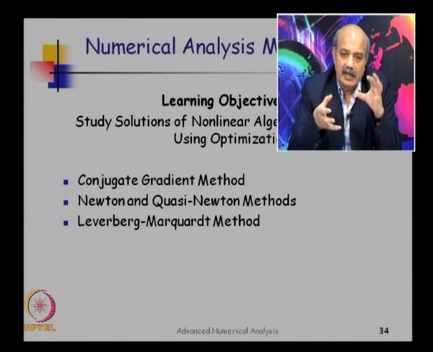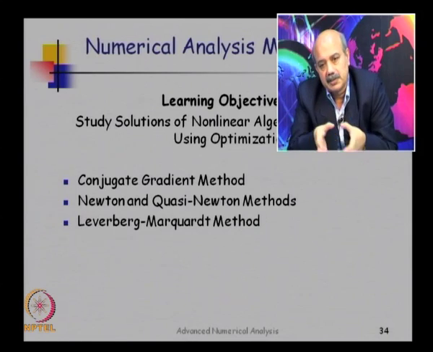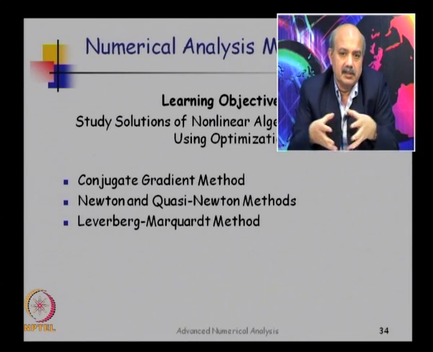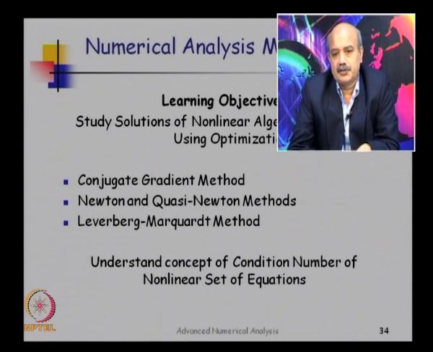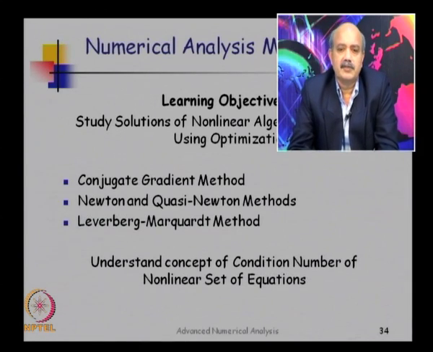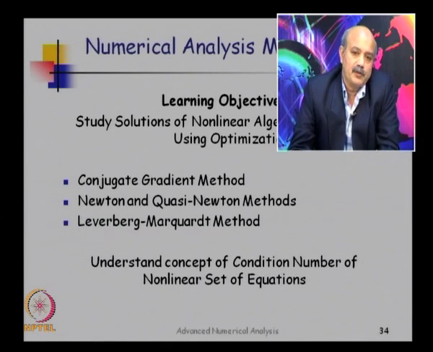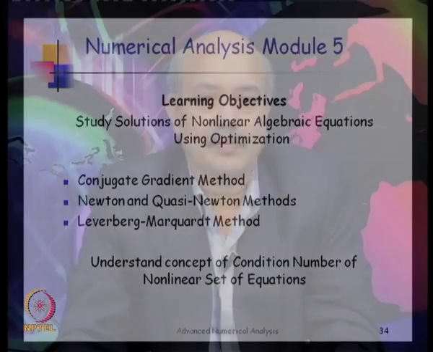So you use gradient when it is helpful to use gradient, you use Hessian when it's helpful to use Hessian. So it's a merger of the two methods, and we'll just understand this. Towards the end, we'll just briefly understand the concept of condition number of a set of nonlinear equations. You cannot have one condition number. You can define a local concept of condition number here, which is conceptually similar, qualitatively similar to what we have done for linear algebraic equations.